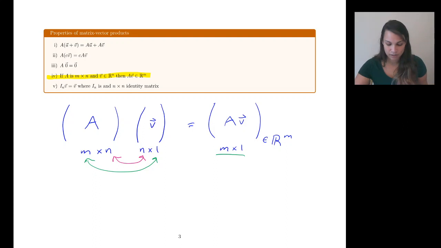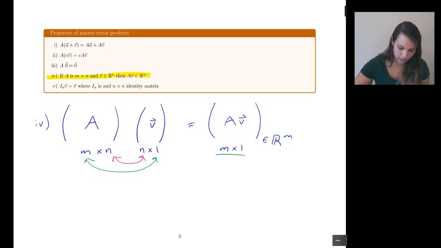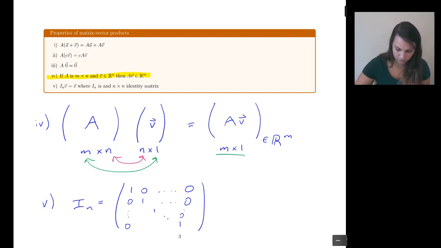Okay, so last one, I want to define the identity matrix for you. The identity matrix times a vector just gives the vector back. The identity matrix looks like ones along the diagonal with zeros everywhere else. So you'll have a 1 all the way down to this last one, and you'll have zeros all in between. So that's what the identity matrix looks like.